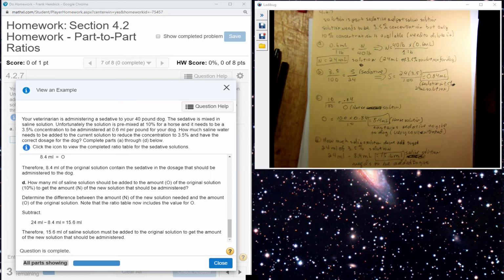How much saline water needs to be added to the current solution to reduce the concentration to 3.5% and have the correct doses for a dog? Complete parts A through D below.